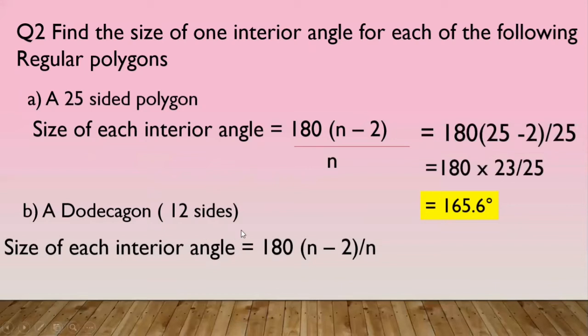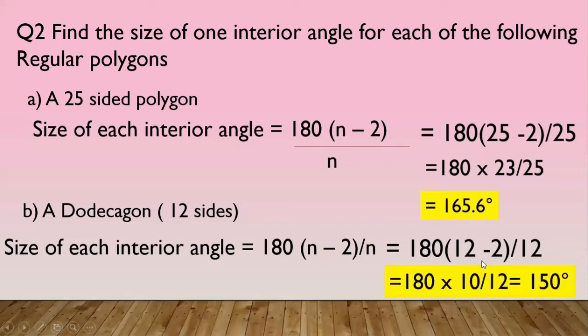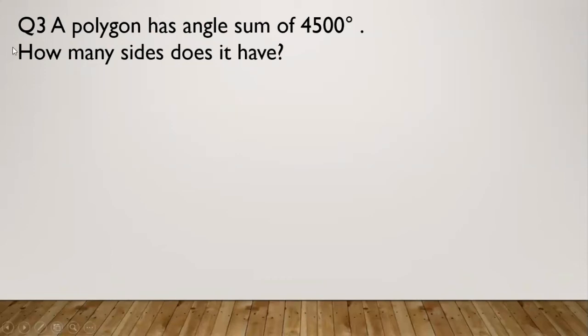Size of each interior angle is 180 in bracket n minus 2 divided by n. Put the values there. So 180 in bracket 12 minus 2 divided by 12. So 12 is your n. 12 minus 2 is 10, divided by 12. And 180 into 10 upon 12, you get 150 degrees. Very good. Congratulations to all those who have got the correct answer. So children, did you understand how to find each interior angle and the sum of all angles of a regular polygon or any polygon?